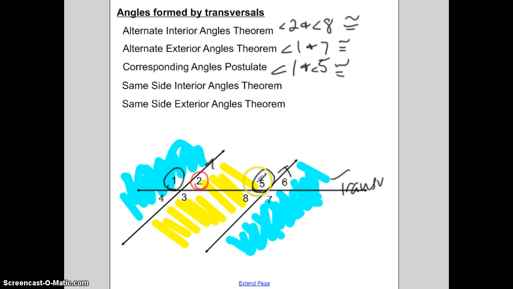Same side interior means it's on the same side of the transversal. So an example would be this one and this one, same side interior. And on the interior, so it's in that yellow section. Examples would be angle 2 and angle 5. These you know are supplementary, so they'll equal 180 degrees. Same side exterior is the same idea. Same side exterior is the green one. For example, angle 4 and angle 7. These will equal 180 degrees.